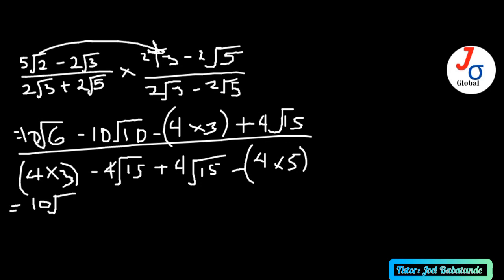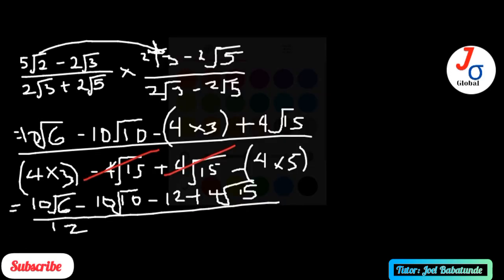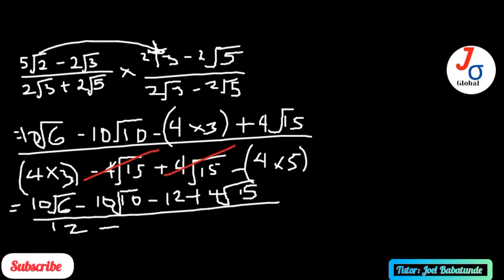So what I have here is 10 root 6 minus 10 root 10 minus 12, 10 plus 4 root 15 over 3 times 2 is 12, and minus 4 root 15 plus 4 root 15, that can cancel out because they are negative and plus. That's minus 4 times 5 is 20.